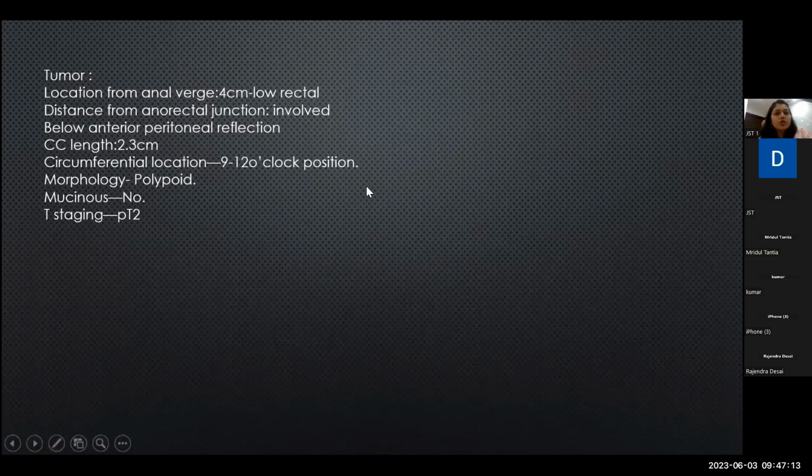So this was a location we see 4 centimeters from the anal verge, the anorectal junction. There was a polypoidal lesion. It was definitely below the anterior peritoneal reflection. The craniocaudal length can be given of the polypoidal lesion. The circumferential location is almost the right lateral wall or the 9 to 12 o'clock position. Morphology was polypoid. It was not T2 hyperintense, so no mucinous changes. So it was a provisional T2 stage tumor.